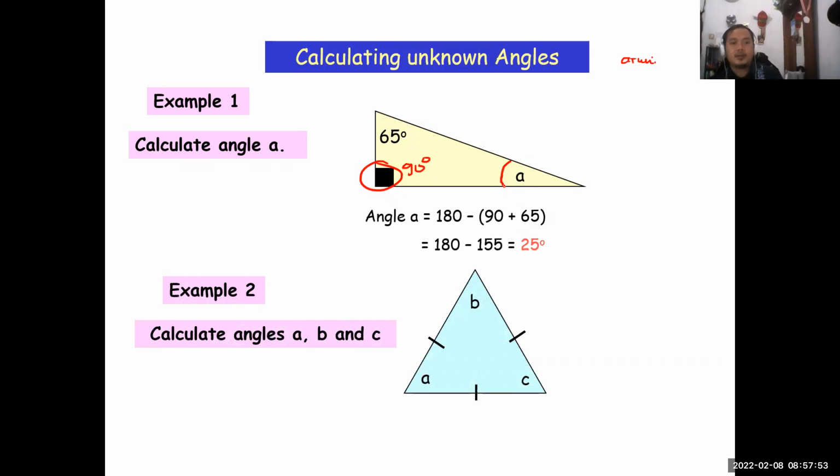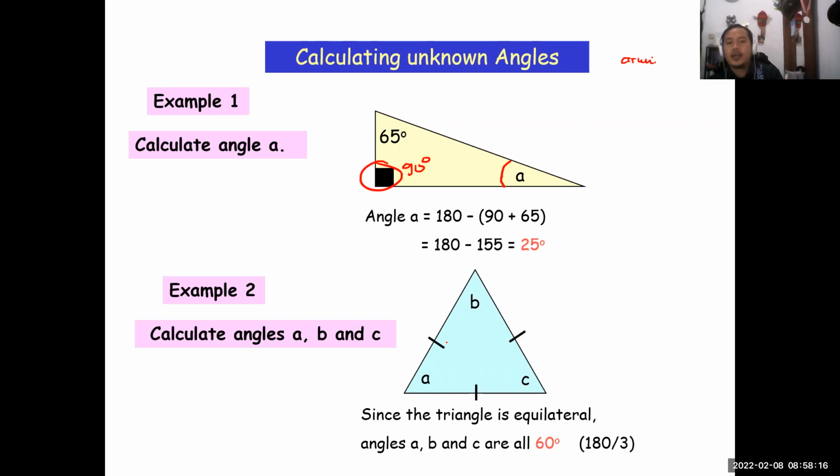Okay, the same thing, angles A, B, and C. Okay, guys, for this one, because this is an equilateral triangle, and we have also made an equilateral triangle previously, all of the angles will be 60 degrees. So, question: why is it 60 degrees? How can we prove that in algebra? Since this is an equilateral triangle, all of the angles A, B, and C are the same. 180 divided by 3.